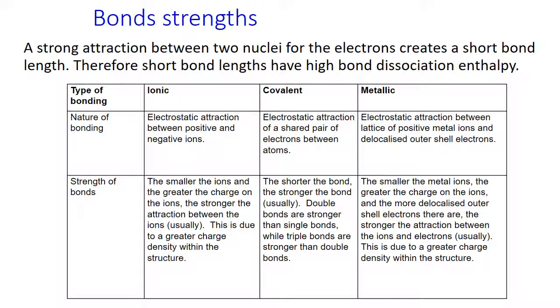Ionic bonds: the smaller the ions, the greater the charge on the ions, the stronger the attraction. So magnesium 2+ is stronger than sodium plus, interacting with chloride, and this is due to a greater charge density. In covalent, the shorter the bond, the stronger the bond. Double bonds are stronger than single bonds, triple bonds are stronger than double bonds, and so on. And in metallic, the smaller the metal ions, the greater the charge on the ions, therefore the greater the number of delocalized outer shell electrons, and a stronger attraction between the ions and electrons. Because again, it's basically charge density.